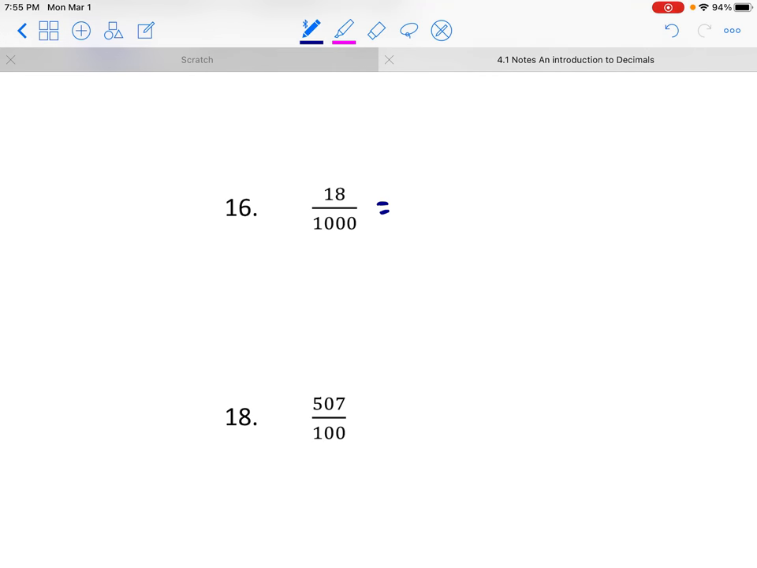Okay? So again, an example here. The top of my fraction is 18, so I'm going to have 18 here. If I have 3 zeros in the bottom of my fraction, that means I need to have 3 numbers after the decimal. And I don't want to change the value of the 18, so the 0 has to go before it. Again, that's 18 thousandths, so the 18 needs to be in the thousandths place. Okay? Or here I have 507 on the top of my fraction. If I have 2 zeros in the denominator, I need to have 2 numbers after my decimal. So 5.07 is going to be the decimal form of that number.